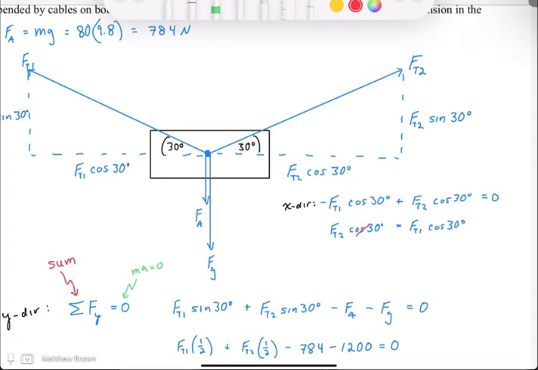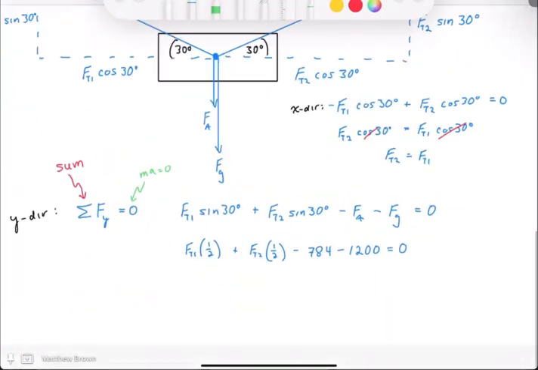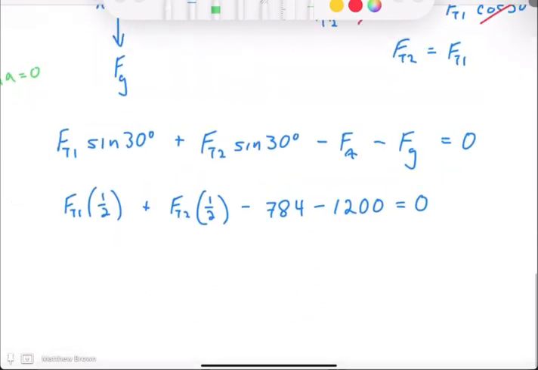Certainly I can divide both sides by the cosine of 30, and I'm left with FT2 equals FT1, which again, I know for this problem we kind of knew anyway, but it's good to work it out methodically, because if these angles were different, this would not be the case, and you would end up with some expression here for the relative proportion. And then you could substitute that in. Here it works out nice.